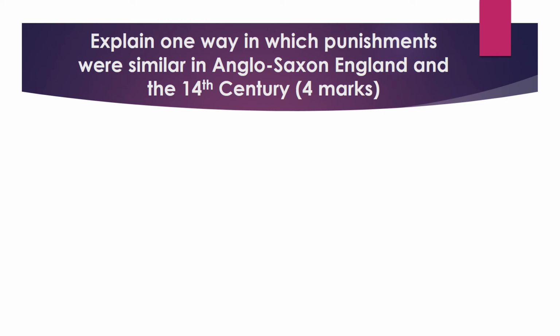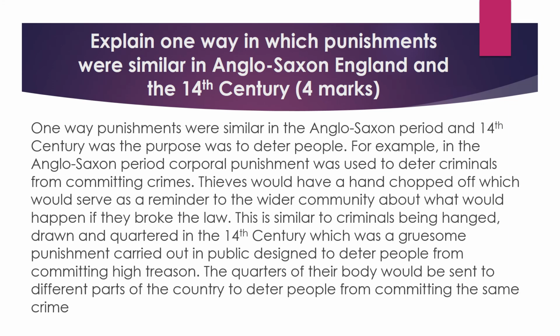Okay, so I hope you've all had a go at answering that question. What we're going to do now is look at a model answer, and I'd like you to compare your answer to the model answer to see if you've got everything you would need to get 4 out of 4 on this question. So this question was asking us to explain one way in which punishments were similar in Anglo-Saxon England and the 14th century. Here is the model answer. We're just going to read it through and then we're going to pick out the different parts that would mean this would get 4 out of 4.